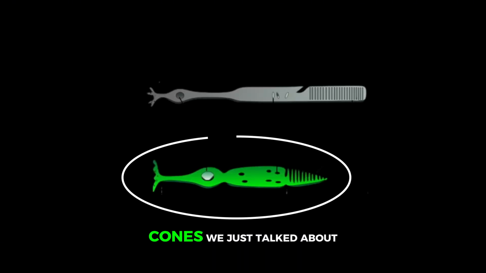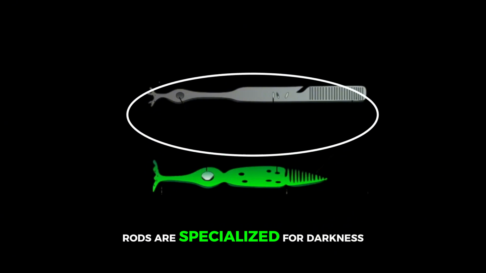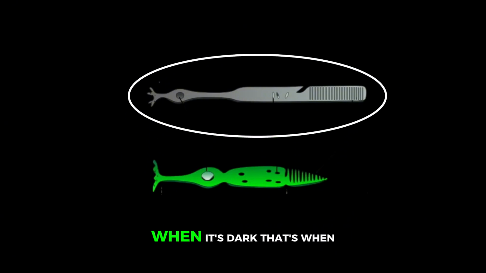Humans have 2 main types of light sensors: cones and rods. Cones, we just talked about them, detect color. They're divided into 3 types: red sensitive, green sensitive, and blue sensitive. Rods are specialized for darkness. When it's dark, that's when they kick in.